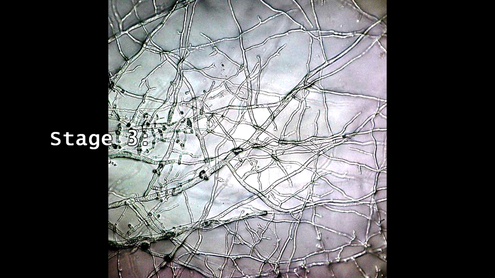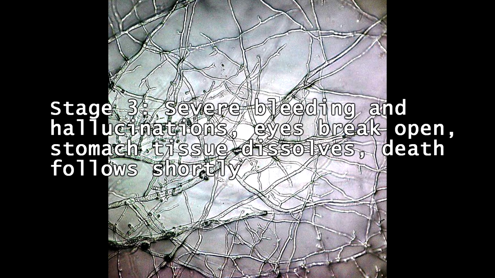Stage 3 occurs up to 80 hours after initial infection. Bumps formed across the skin will break open, causing severe bleeding, giving off a foul odor. Eyes will break open, and the infected will lose the ability to generate sweat and saliva. Hallucinations are most severe at this point. Stomach tissue will be almost entirely dissolved, and death is guaranteed, typically about 90 to 100 hours after infection.